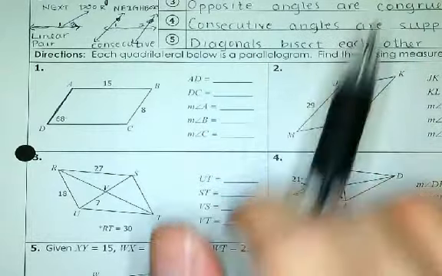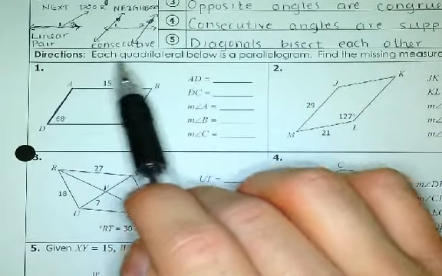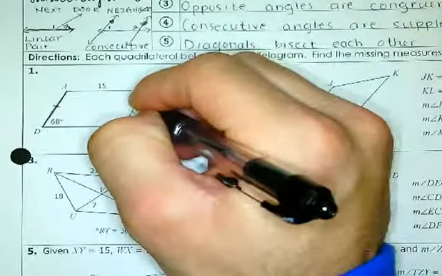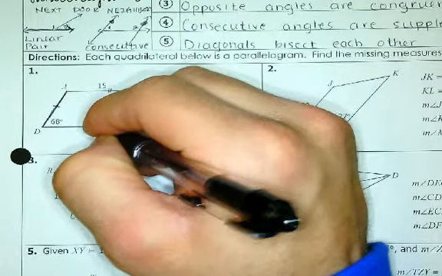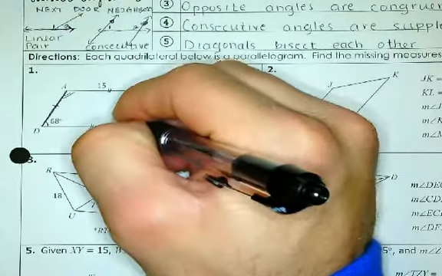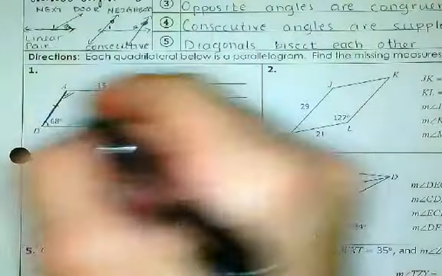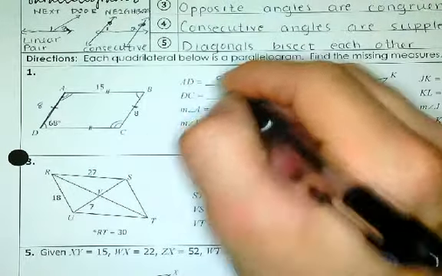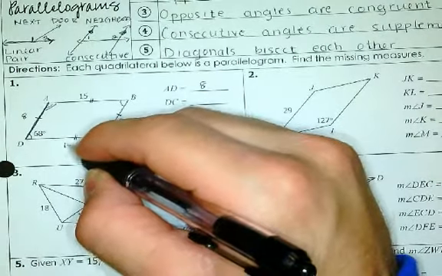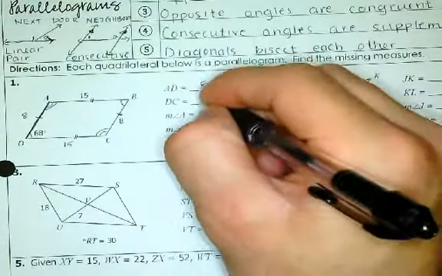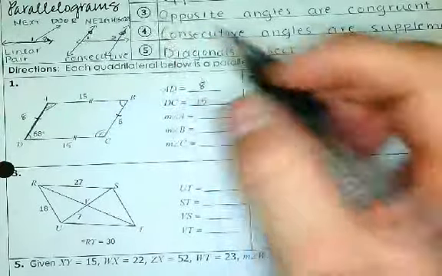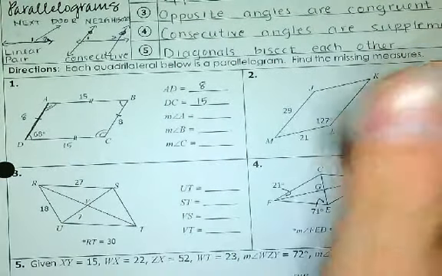How do we know it's a parallelogram? Well, in the directions, it tells us that each quadrilateral is a parallelogram. So the opposite sides are equal. Opposite angles are equal. And then these two, A and C. So AD is 8 because BC is 8. DC is 15 because AB is 15. Those are the opposites. They're not touching. They're opposite of each other, and they're parallel. Opposite sides are parallel. Opposite sides are congruent.